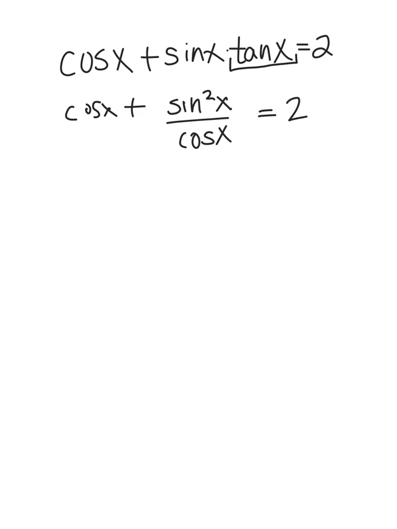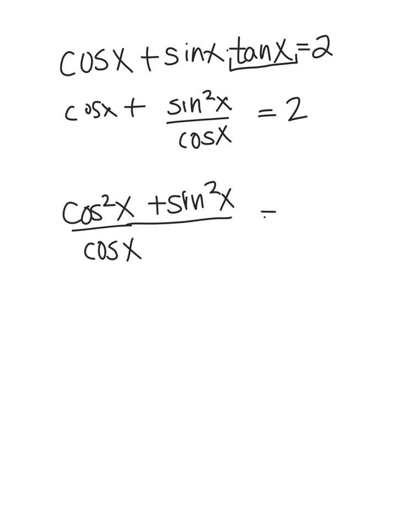I'm going to go ahead and get a common denominator on this side right here. So I'm going to multiply times cosine over cosine so that I can add these two things together. So now that's cosine squared over cosine. I'm going to go ahead and just write it as plus sine squared equals 2.